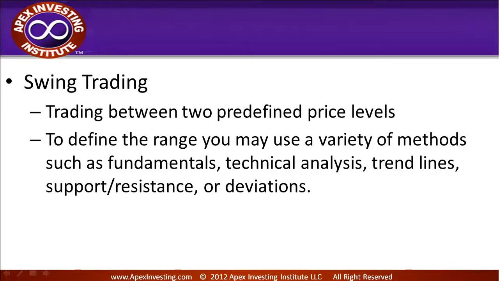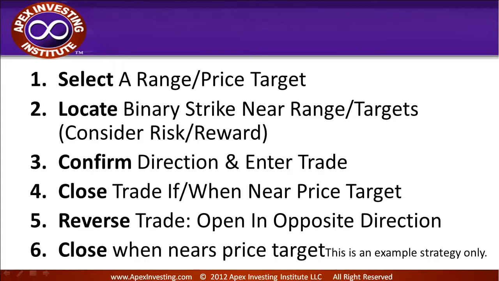So you could use things such as fundamentals, such as what they say a stock is worth versus where it's trading and whether it's going back and forth. You could use technical analysis, trend lines, support and resistance, or even deviations. Once you've determined how you're going to select the range, it's a pretty simple strategy. You select a range and the price target on that range for where you think the market will get to, and then you locate a binary strike that is near that price target.